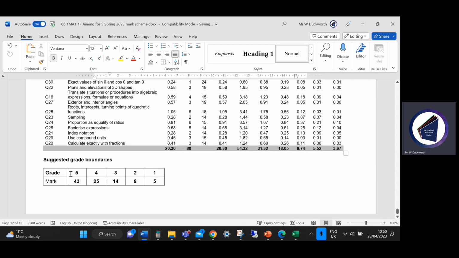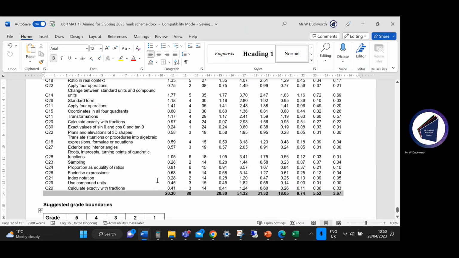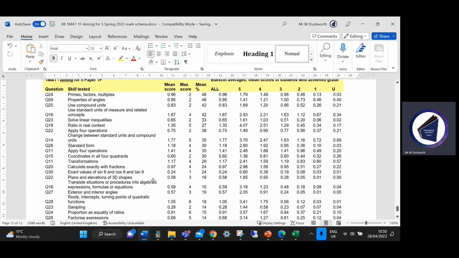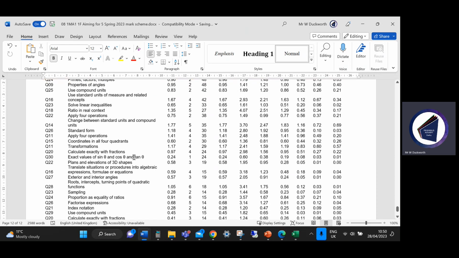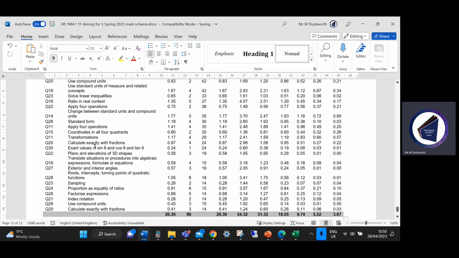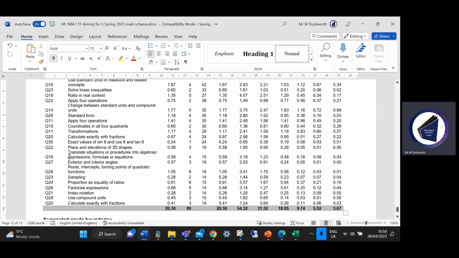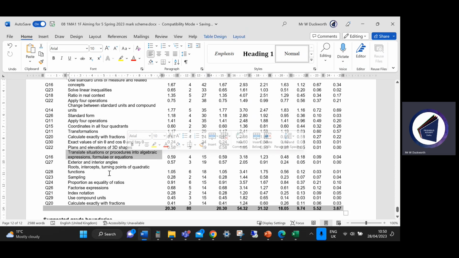Suggested grade boundaries. This is aiming for a grade 5 paper, so you can look at those if you particularly want to. I'm not going to rest much on them. So those are the skills tested. If you found, for example, 16 particularly difficult, we've got what topic 16 was. You can spend a bit more time looking at revising that topic.